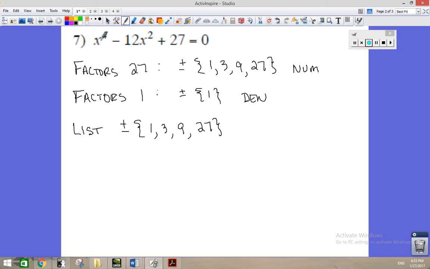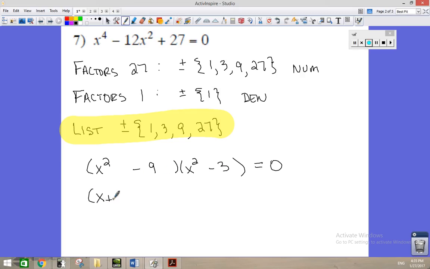Well, they wanted this list, but I can get away without using this list because of my factoring abilities. This is quadratic in form, and I know that x squared times x squared is x to the fourth. And if you want two numbers that multiply together to give you positive 27, but add to get a negative 12, this negative 9 and negative 3 will do the trick. And x squared minus 9 factors to x plus 3 and x minus 3.